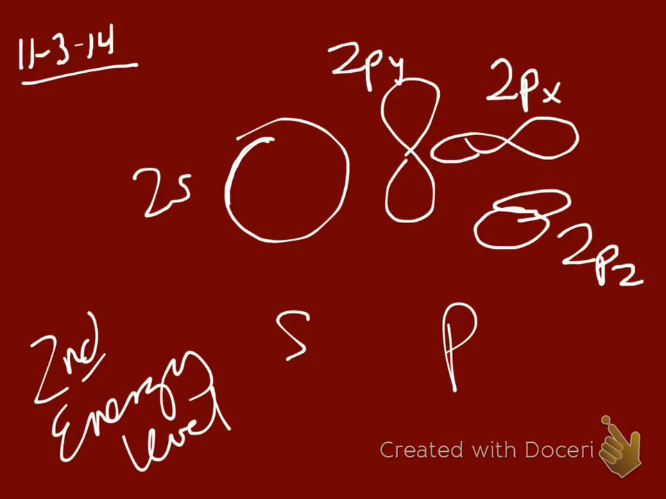Okay. How many of you had that? So you know that there are 4 orbitals on the second main energy level. How many electrons can each of these orbitals hold? They can all hold 2. 1 up, 1 down, 1 up, 1 down, 1 up, 1 down, 1 up, 1 down. Okay, good.